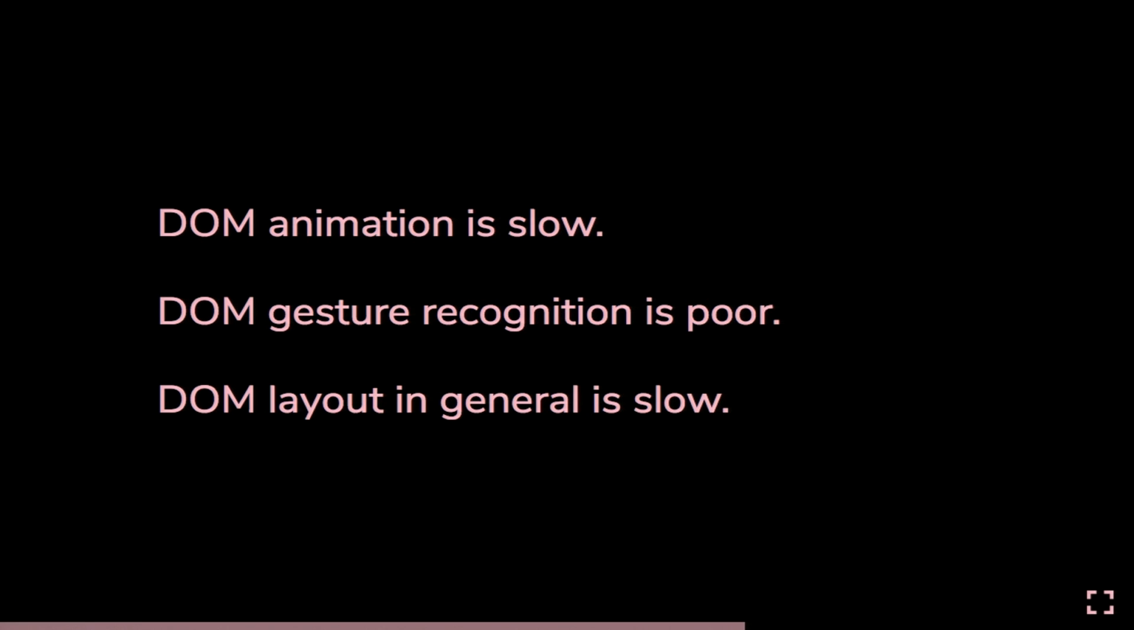On the web, I wrote a fairly popular carousel library, and trying to get it right, I'm like, what is this? The gestures are not there. And DOM layout in general, not even animation. If you're rendering a bunch of different things, it's just slow.